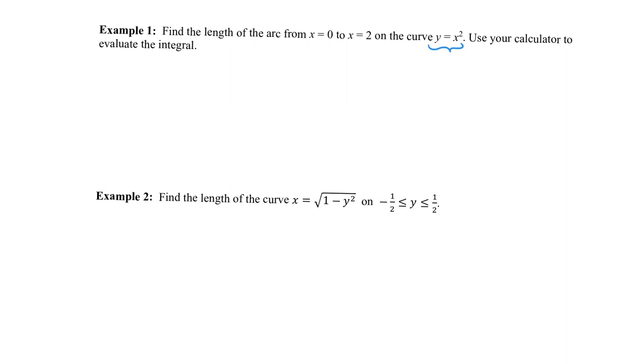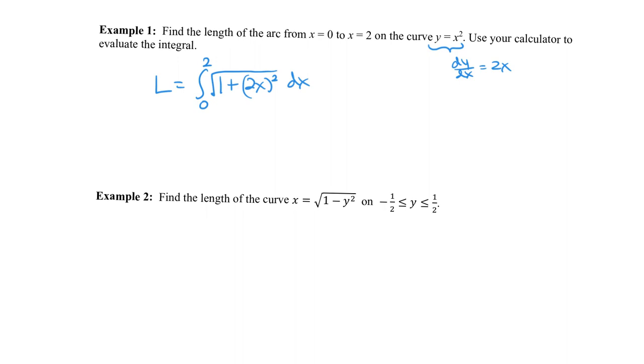So y equals x squared, we need to find dy dx. Well, dy dx is just 2x. So we're going to have to square that. So the length from a to b, here from 0 to 2, is the integral of the square root of 1 plus (dy/dx) squared, (2x) squared, dx, and that is basically it.